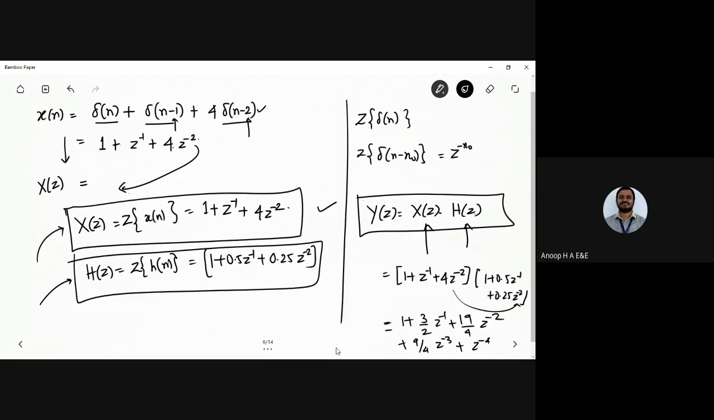So if you take these two sequences and multiply them, you'll be getting 4 into 1 by 4, okay. So you'll be left with z power minus 4 at the end. So this is y of z.